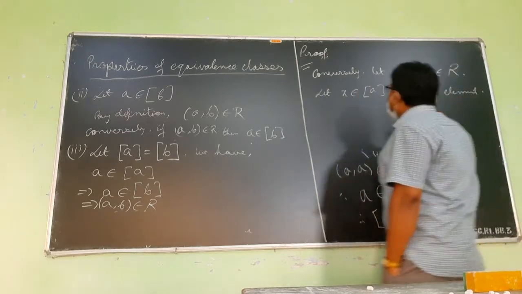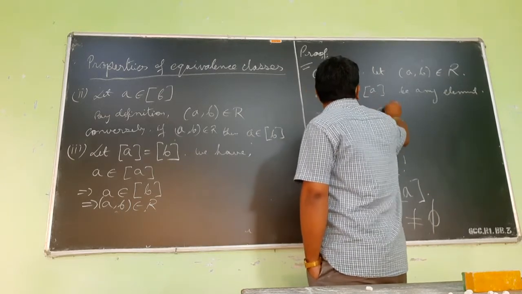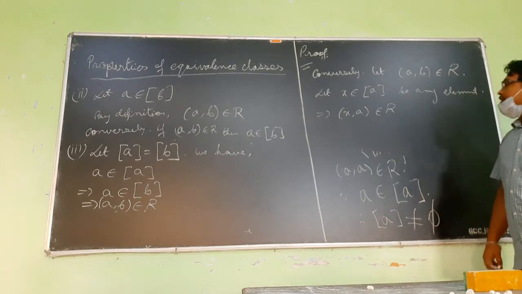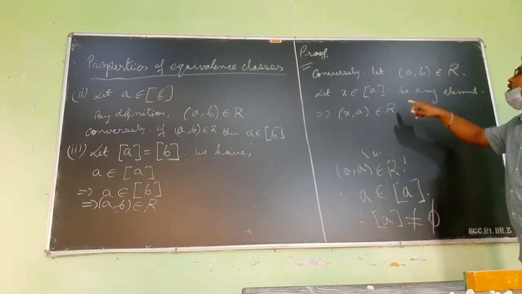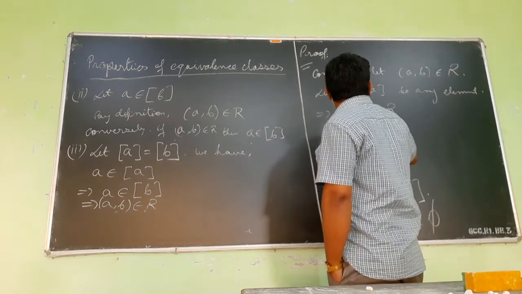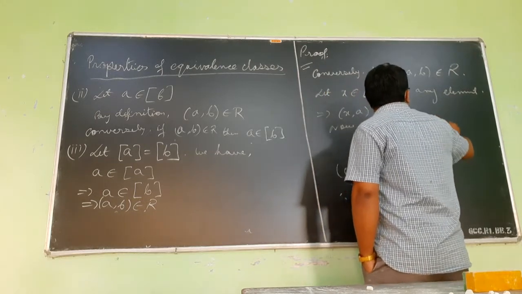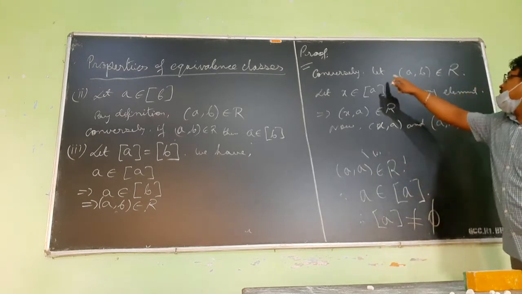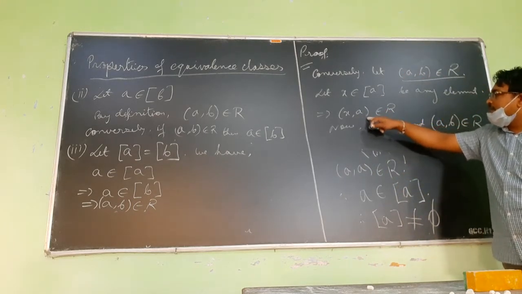Okay. So what does this mean? This will mean that (x, a) belongs to R. If x is in the equivalence class of a, this will mean that x and a are related. But now, (x, a) and (a, b) belong to R. We have supposed that (a, b) is in R, and from here I have got that (x, a) is in R.